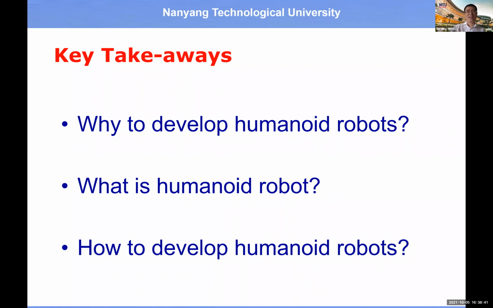In summary, these are the key takeaways from today's speech. By now, you should be able to understand why we need to focus on humanoid robot research, and what the definition of a humanoid robot is. In future, if you want to venture into this domain of research, what should be the key steps for you to consider or handle?